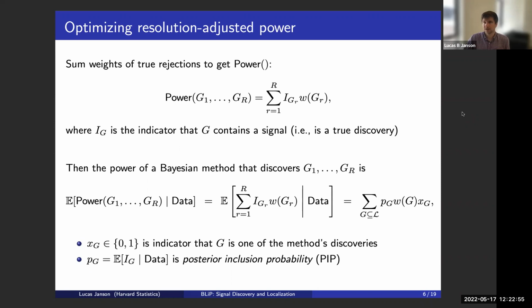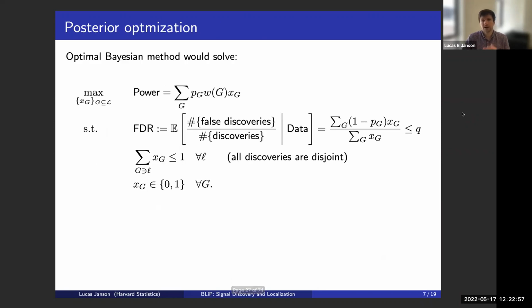You're going to see this equation again in a second, where I write everything together now. This is our full optimal Bayesian decision-theoretic thing we would do if we could solve this problem, which is to maximize the power. I'm just rewriting it here. Again, it's the sum of the product of PG, WG, and XG, such that the false discovery rate is controlled. Again, we can handle other error rates, but for now, let's stick with the false discovery rate.